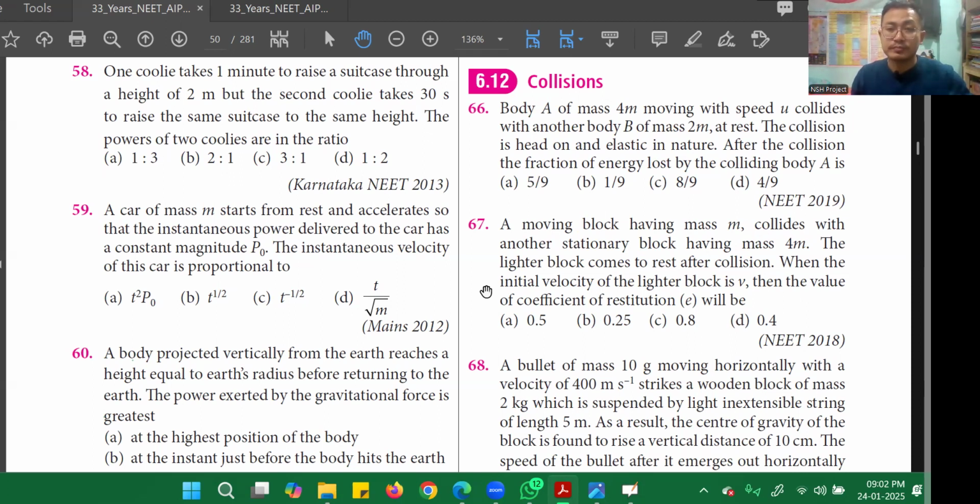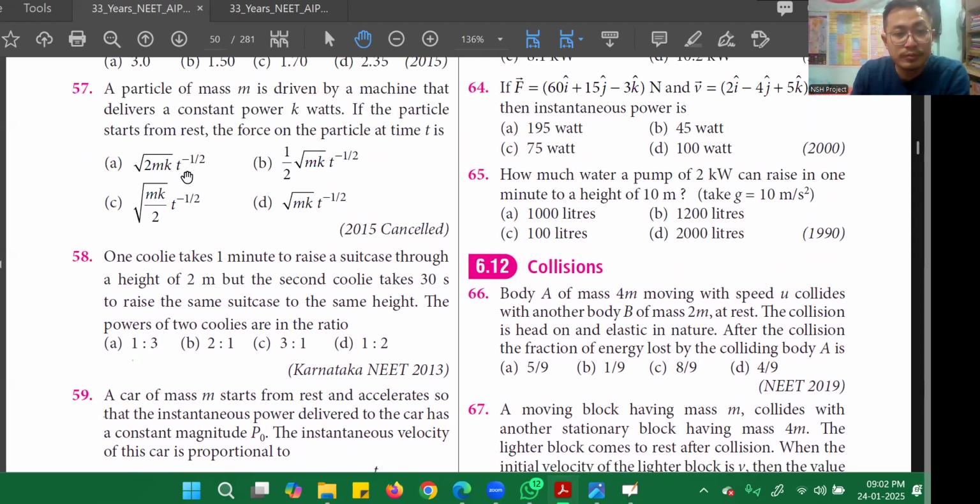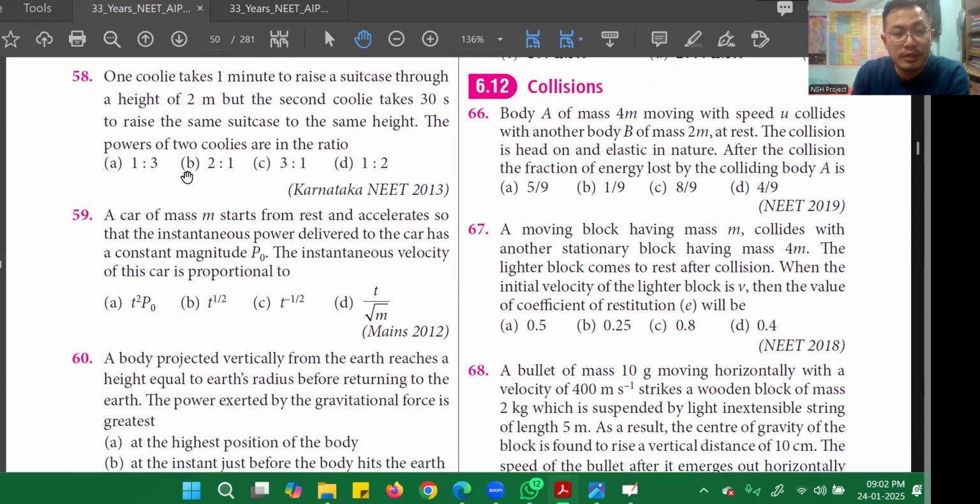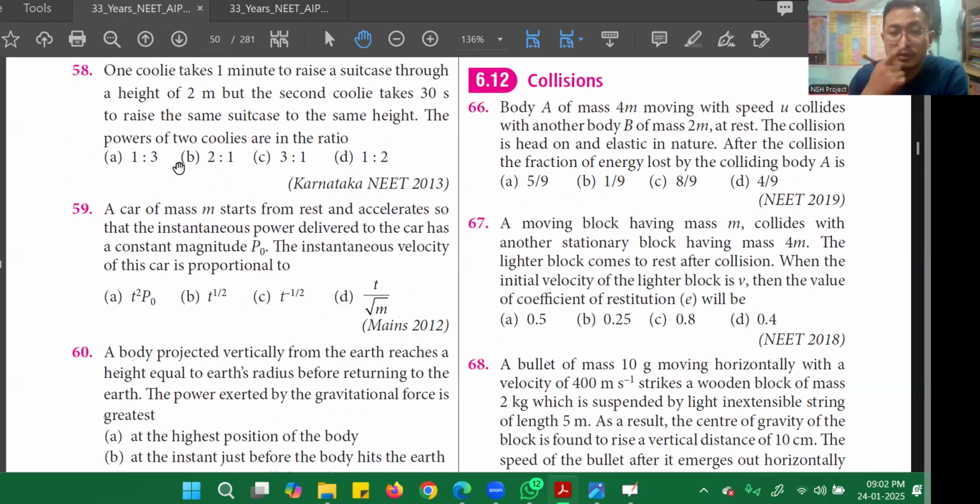Question number 58. One coolie takes 1 minute to raise a suitcase to a height of this, but the second coolie takes 30 seconds to raise the same suitcase to the same height. The power of the two coolies are in the ratio?